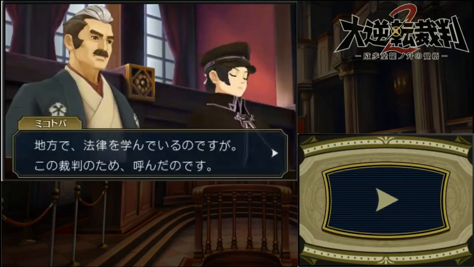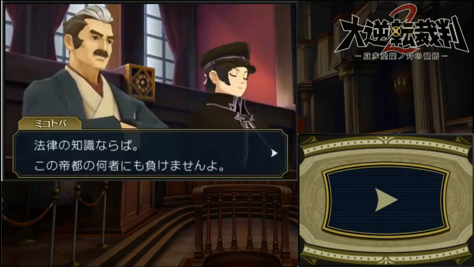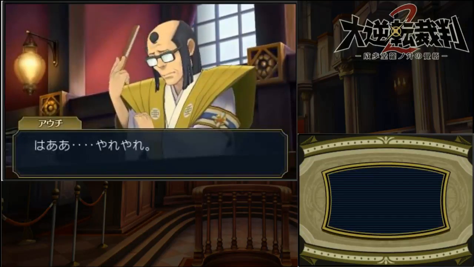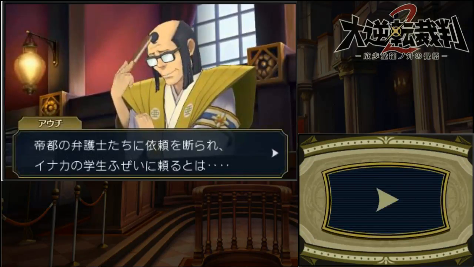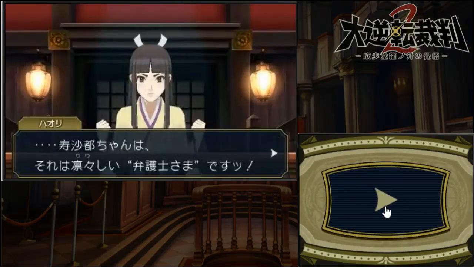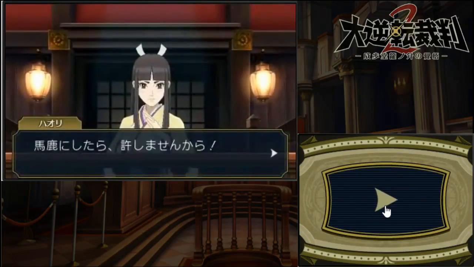He has been studying law in the countryside. I summoned him here for the sake of this trial. He is second to none when it comes to knowledge of the law. Second to none? Good grief, you're pitiful. Having to resort to hiring a lowly student from the countryside after no real attorney should take your case. Susato-chan is a gallant attorney. Mock her and I shall not forgive you.